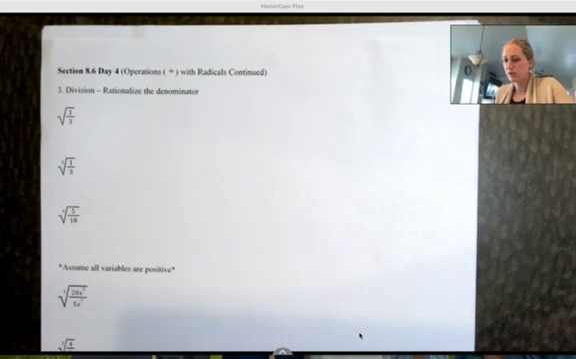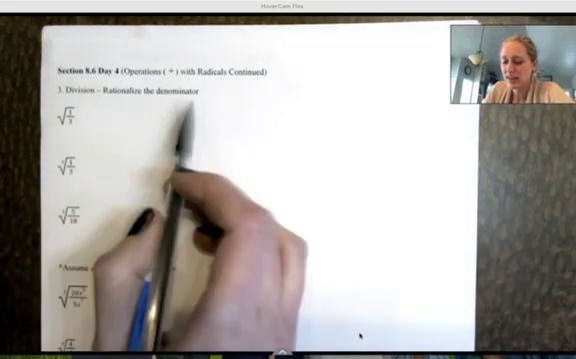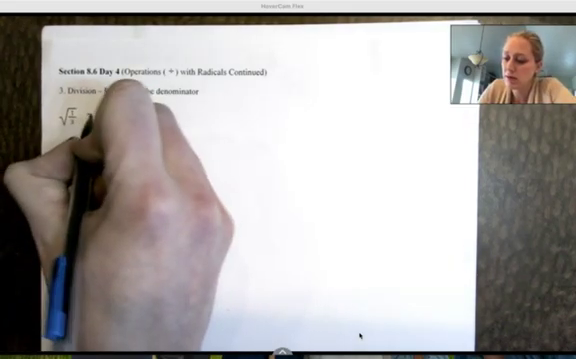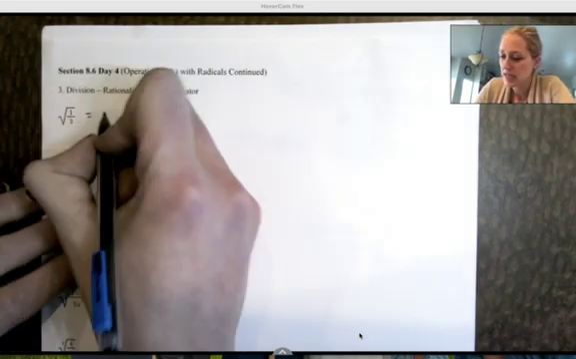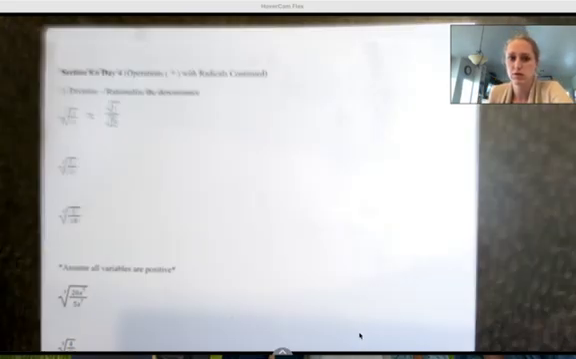This video, this is 8.6 day 4. We're going to now focus on just dividing with radicals. And at the end of the last video, we talked about how we cannot have a square root in the denominator. So anytime you have the square root of a fraction, it's the same as the square root of the numerator divided by the square root of the denominator.